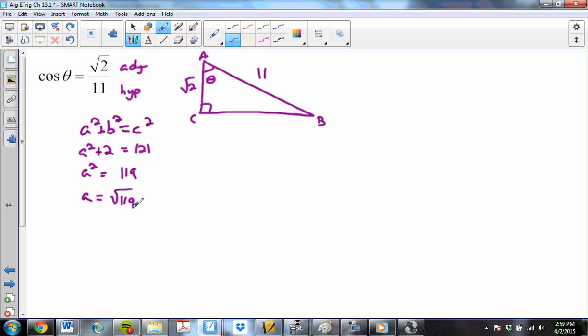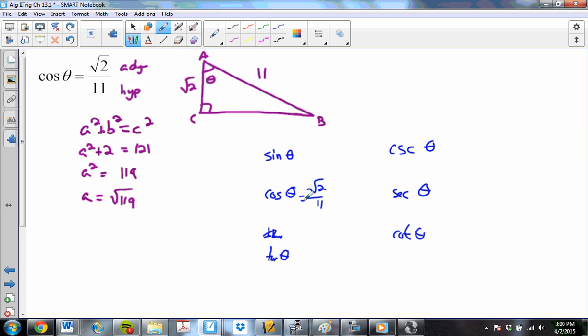Let me stop for a second and make sure that's how I wanted that to come out. Yep, that sounds fine. So now if I'm going to find all my 6 trig ratios again, I have sine theta, cosine theta, tangent theta, cosecant, secant, cotangent. Well, I knew that cosine theta was root 2/11, which means I also know that I'll get that in a second.